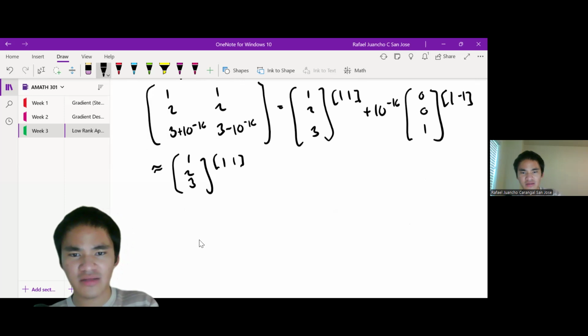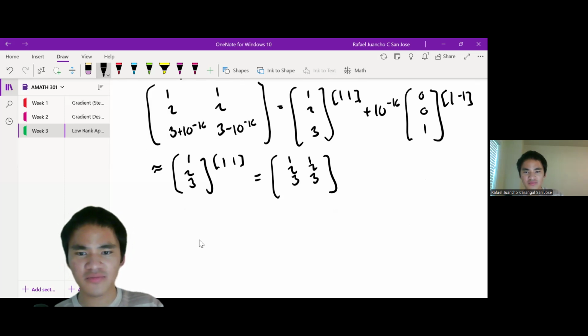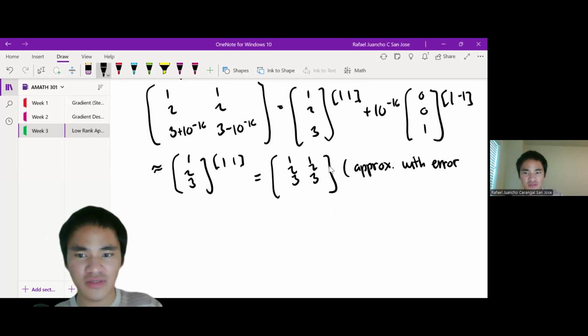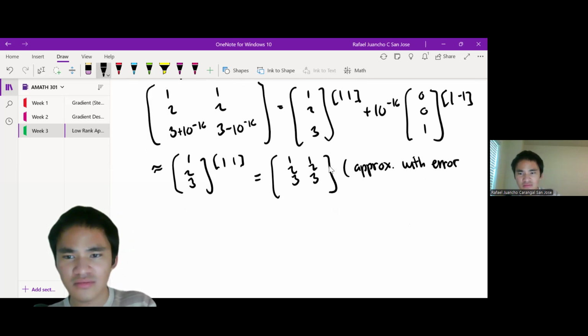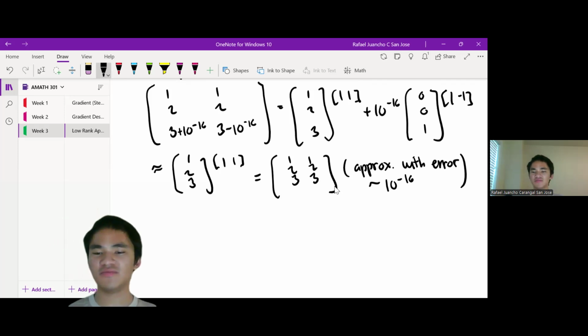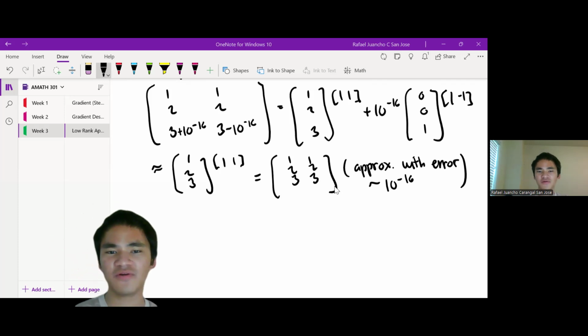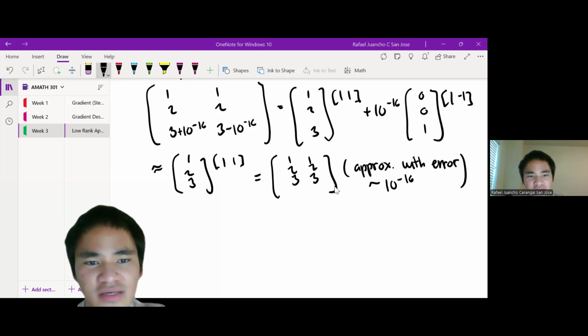And now I get back to this thing, which again is an approximation with error. And the error is 10 to the negative 16, which is not even that bad. So overall, low rank approximations are great.